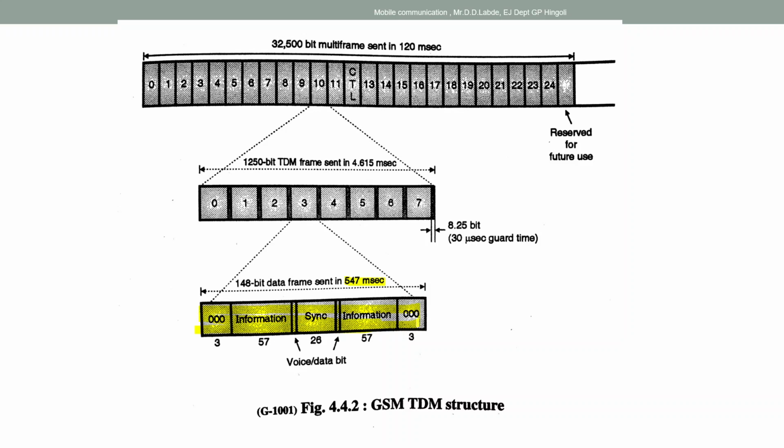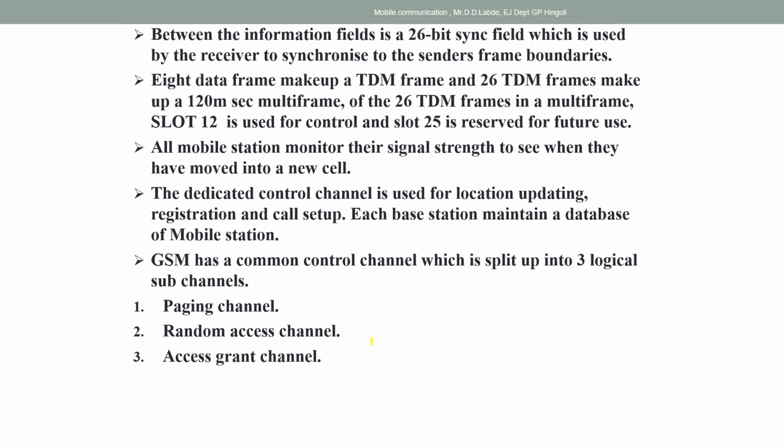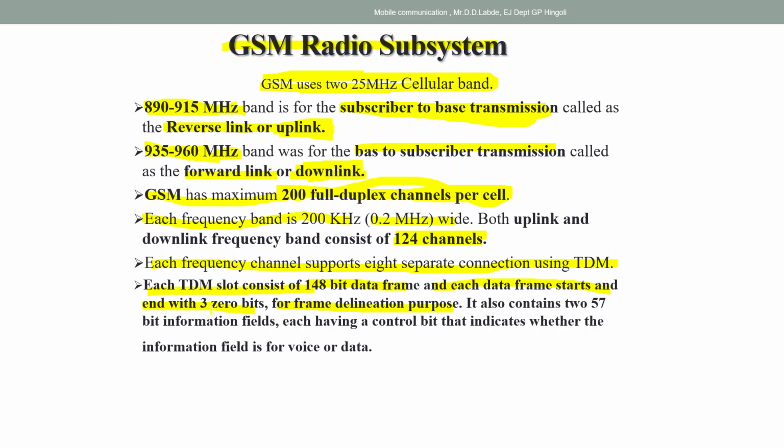This 148-bit data frame has starting bits and ending bits of 000. That means 3 bits are reserved for 000, meaning there is no information. After that, 57 bits contain information, then the sync contains 26 bits, and the information again contains 57 bits. Okay. So each 148-bit data frame starts with 3 zeros.